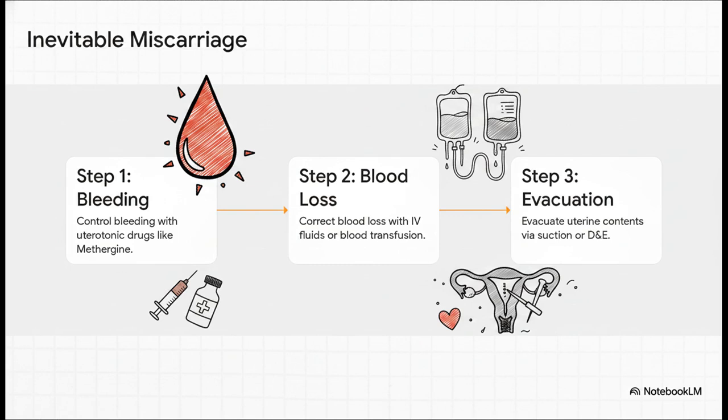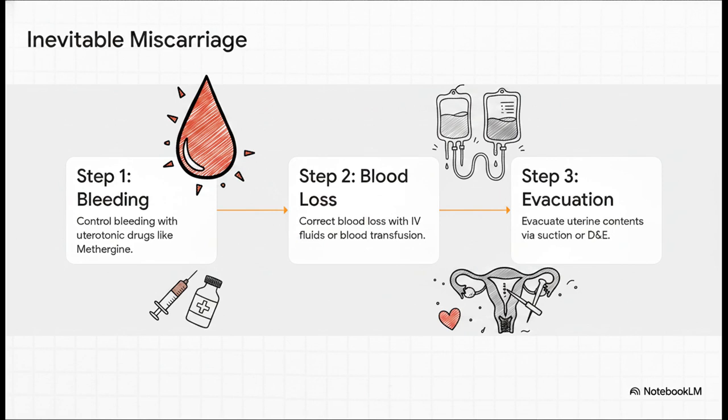Okay, so for an inevitable or incomplete miscarriage, you have to be proactive. The game plan has 3 main goals. 1. Control the bleeding, maybe with medications that make the uterus contract. 2. Replace any blood she's lost with IV fluids or a transfusion. And 3. Gently clear out the uterus, typically with a procedure like a suction evacuation or a D&E, which stands for dilatation and evacuation.